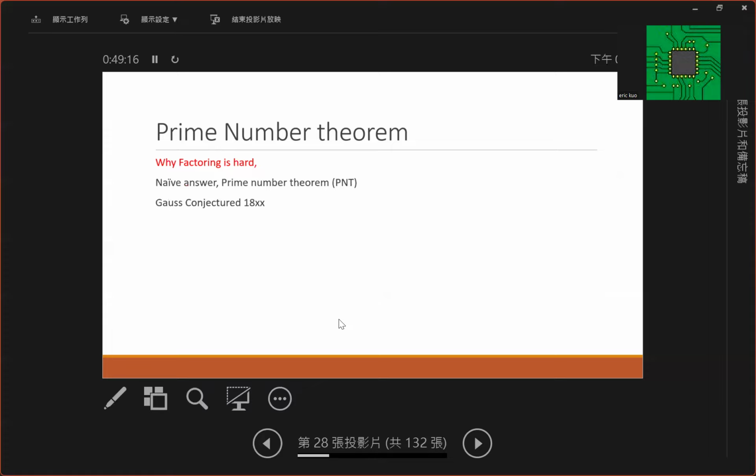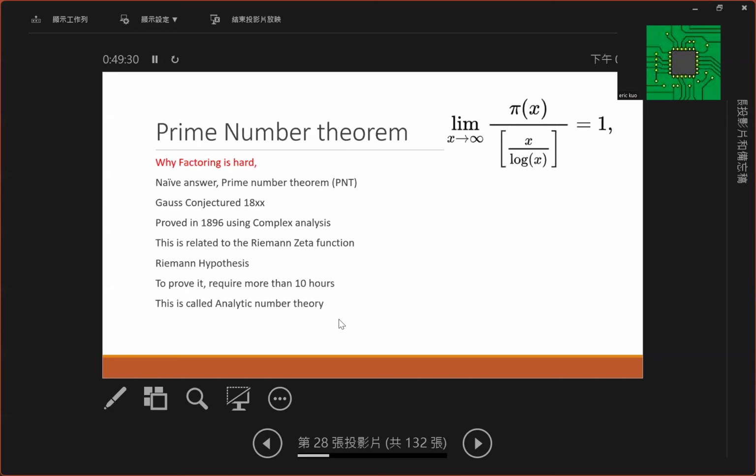The answer is called the prime number theorem. This is a very difficult theorem. Gauss conjectured it 200 years ago, and it was proved using complex analysis, and Riemann was also connected. Basically, simply speaking, the number of primes less than x is order x divided by log x. This is analytic number theory, which is very difficult to prove. I can prove it, but it would take 3 hours, or maybe 20 hours in an interview. This also connects to Riemann.